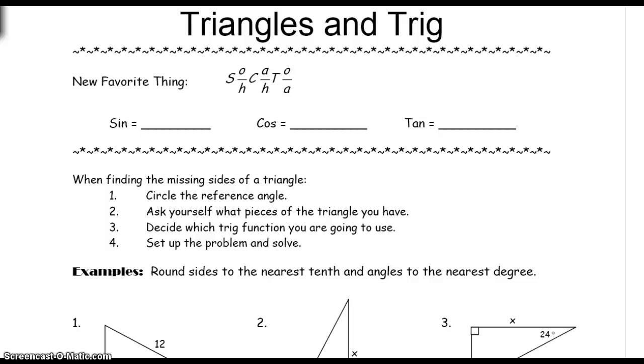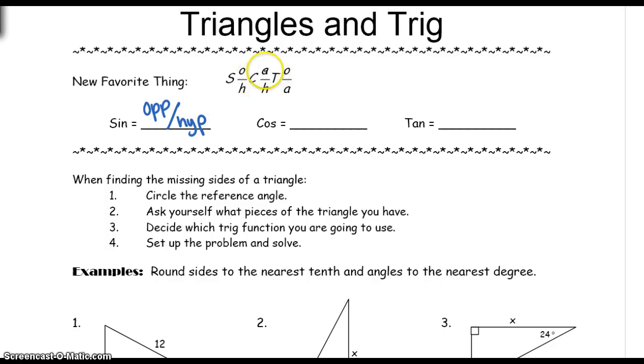Now that we know SOHCAHTOA, and that's our new favorite thing up there at the top of our paper, we can solve for some triangles while using trigonometry. So first let's refresh ourselves on what SOH means. That means that the ratio of sine is opposite over hypotenuse.